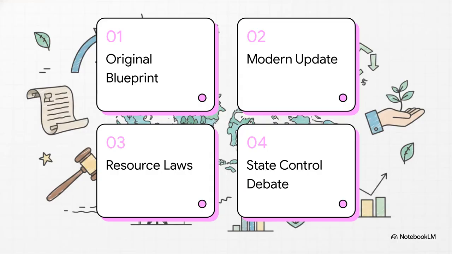So here is our roadmap for today. Number 1, the original blueprint. Number 2, the modern constitutional update. Number 3, shaping resource laws. And number 4, the state control debate.